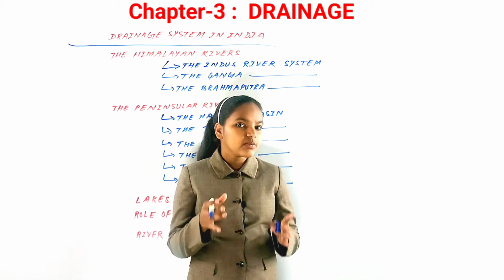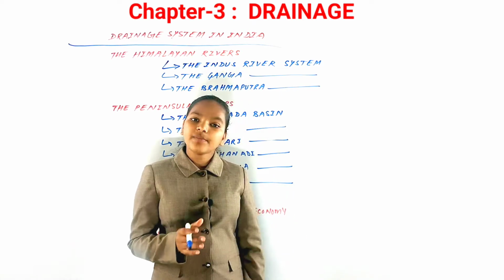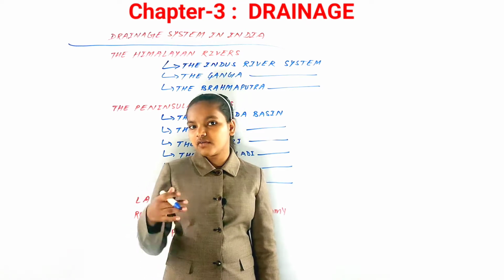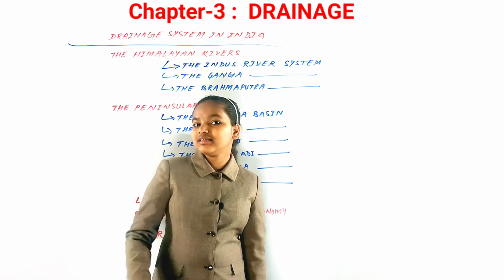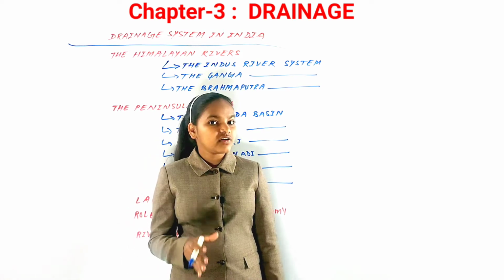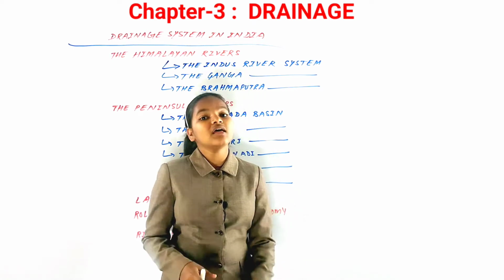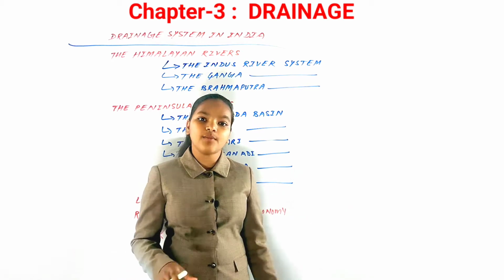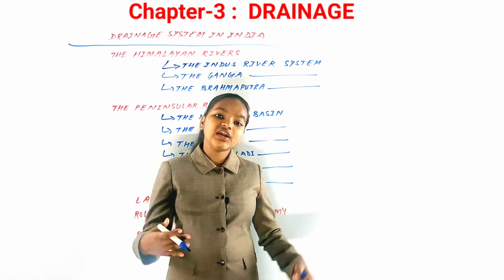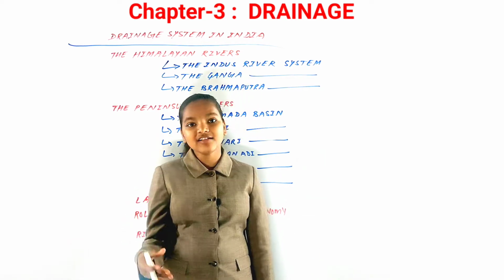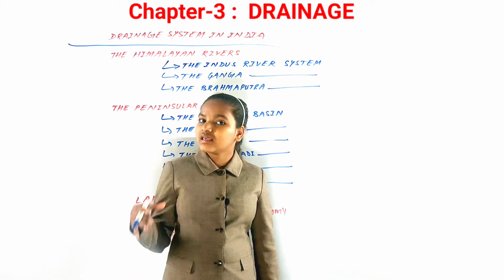Now the most important Himalayan rivers are the Brahmaputra, the Indus, and the Ganga. Now if we talk about the Peninsular rivers, there is a very big difference of perennial and seasonal rivers, because most of the Himalayan rivers are perennial rivers. Perennial rivers means that throughout the year they have a large amount of water, because they originate from the glaciers and the mountain systems, and that's why they have water in all 12 months of the year.